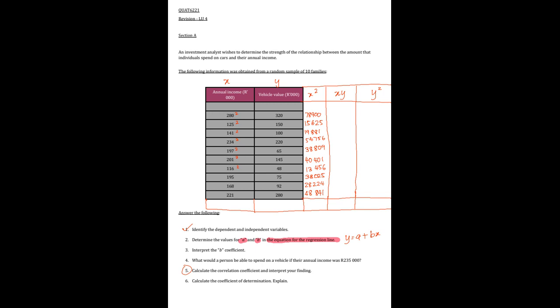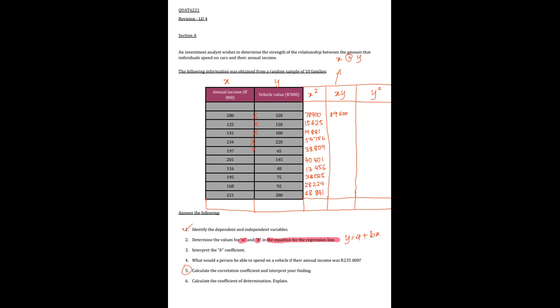The next column has xy. Remember, when there's no sign between variables, it's a given that it's multiplication. So this technically means it is x times y. It's each x value multiplied by its respective y value. So it's 280 times 320, which would give you 89,600. Then 125 times 150, 141 times 100, 234 times 220, 197 times 65, and you'll continue like that.